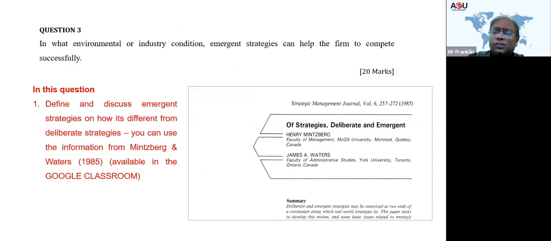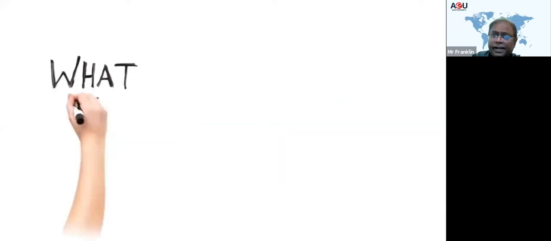Okay, question 3 and the last question. In what environment or industry condition can emergent strategies help the firm to compete successfully? Okay, now this is a very good question, because we are talking about strategies, emergent strategies now, right? Now, define and discuss emergent strategies. The first part of the question is you need to talk about what emergent strategy is. Discuss about this, right? How different is it from deliberate strategy? You can use Mintzberg and Waters. I've got 2 articles here, Mintzberg and others. The idea of emergent strategies actually started from Mintzberg because he is also another guru of strategic management.